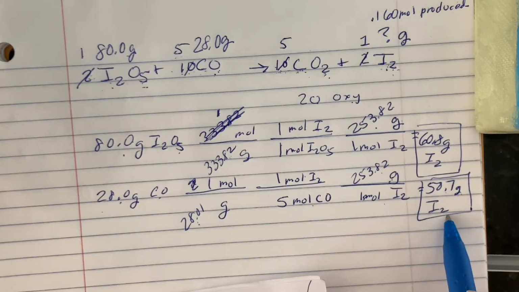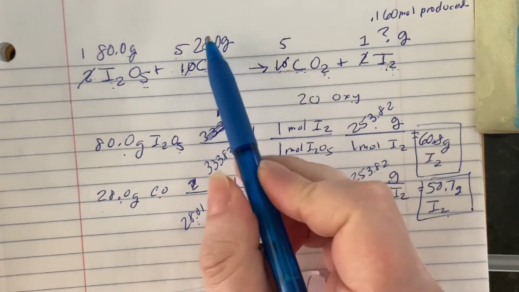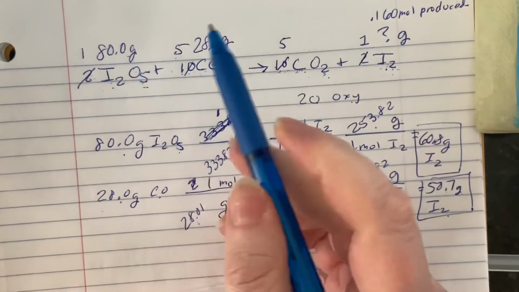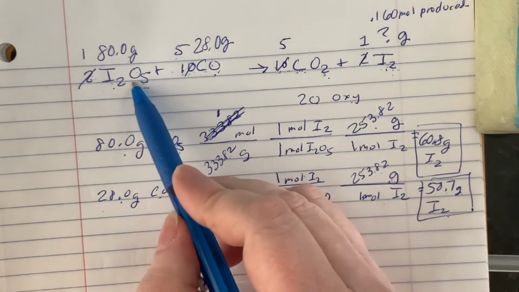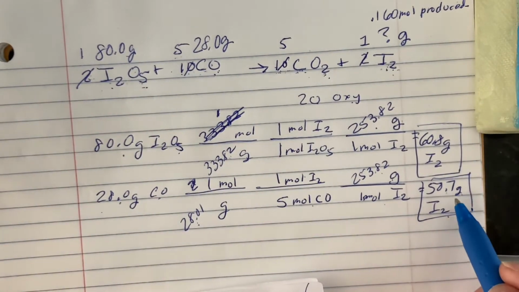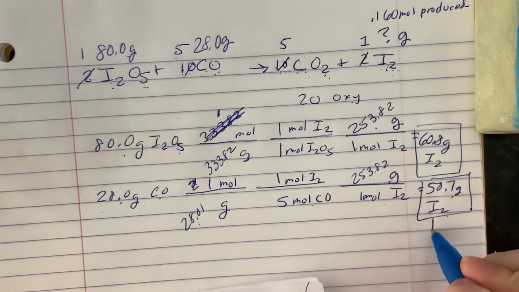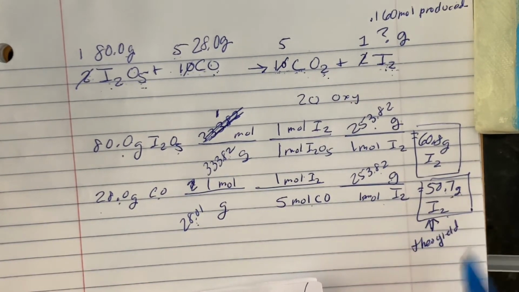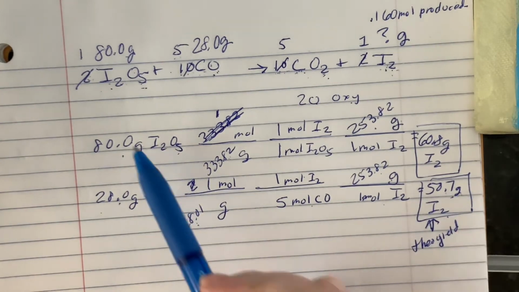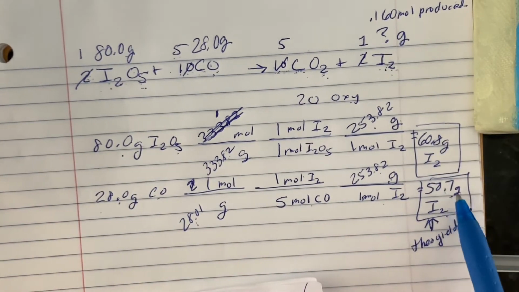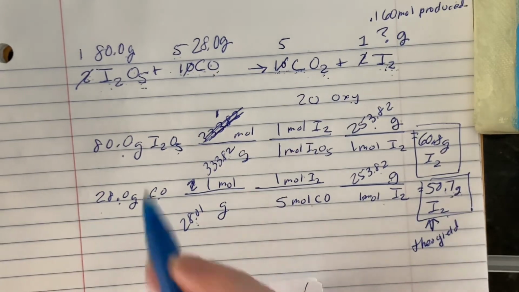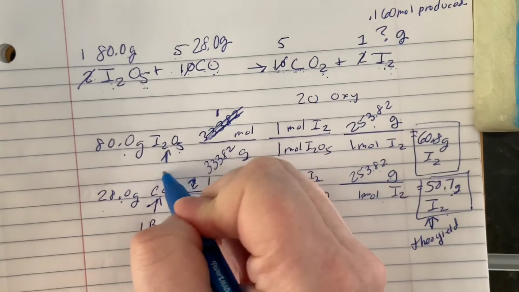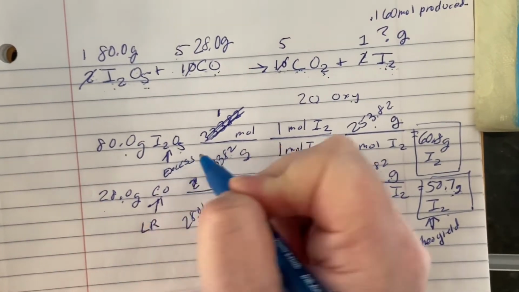So then I run out of carbon monoxide. I've now brought that 28 to nothing. That means it doesn't matter that I still have more I2O5 left. I can't make the reaction go anymore. So the reaction stops here, making this my theoretical yield, how much I physically can make with both of these. I can't make 60.8 because we're limited here. That makes carbon monoxide my limiting reactant, and I2O5 my excess reactant.